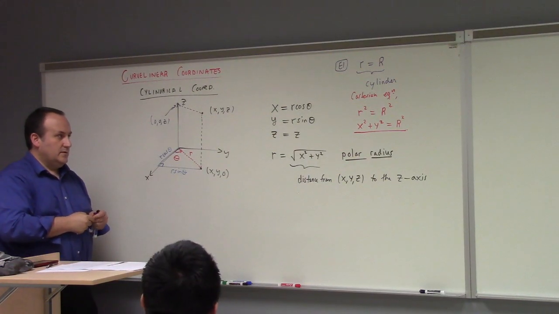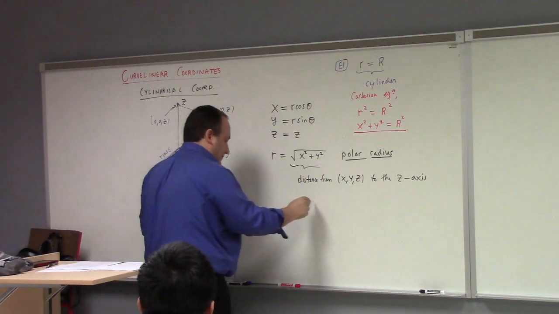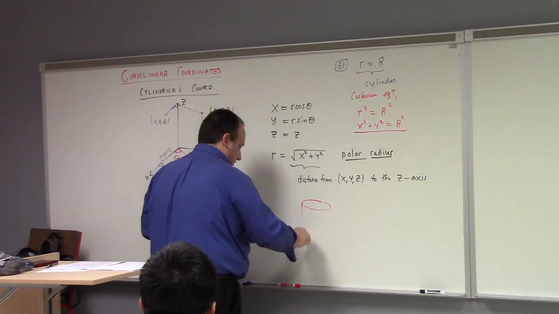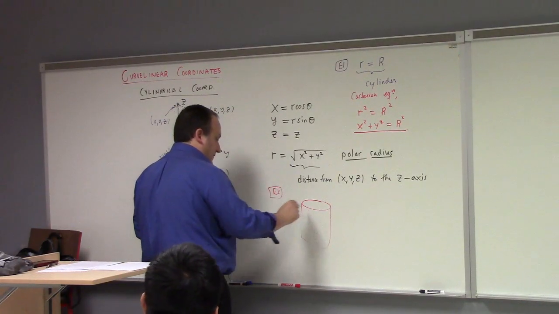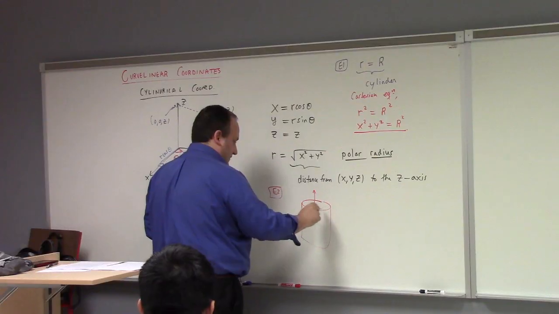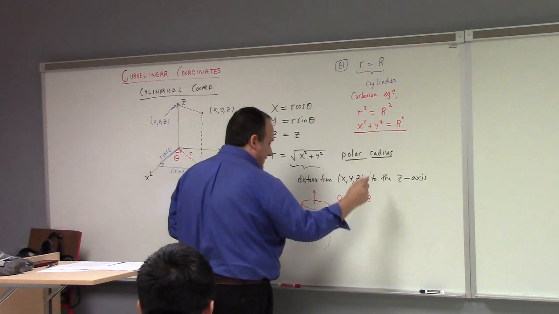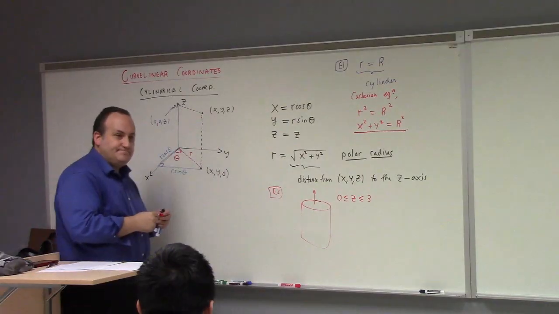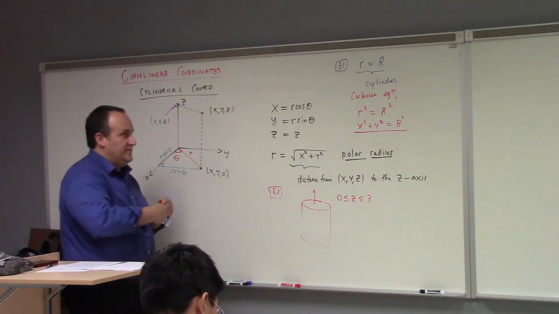So what if we wanted to parameterize the cylinder like this, right? So example 2. Suppose you want to parameterize the cylinder that has 0 less than or equal to z less than or equal to 3, let's say, right? What would my parameterization of that look like?